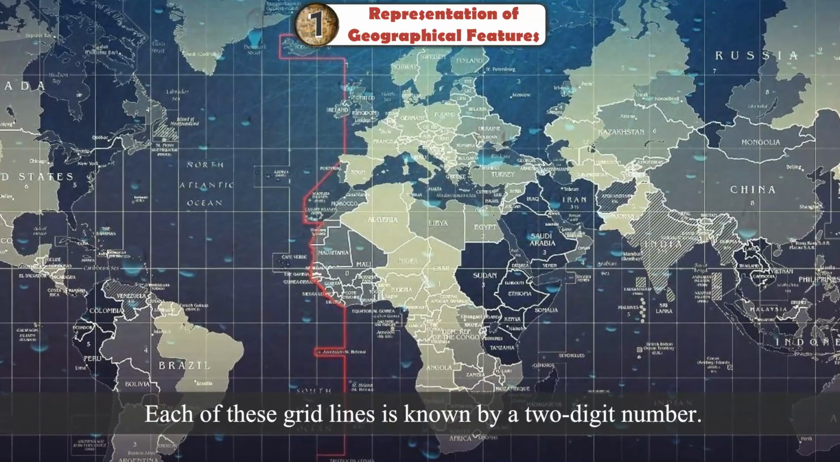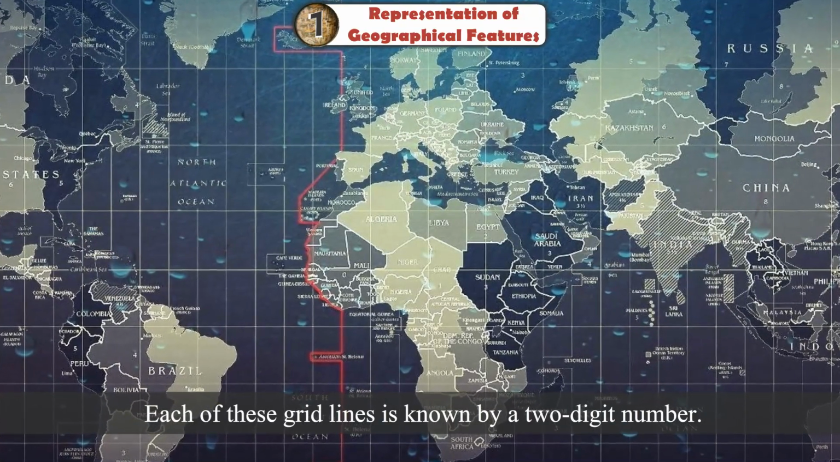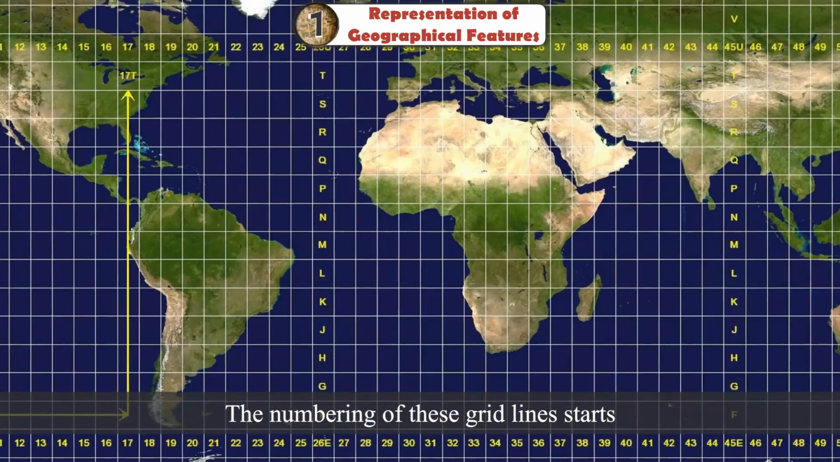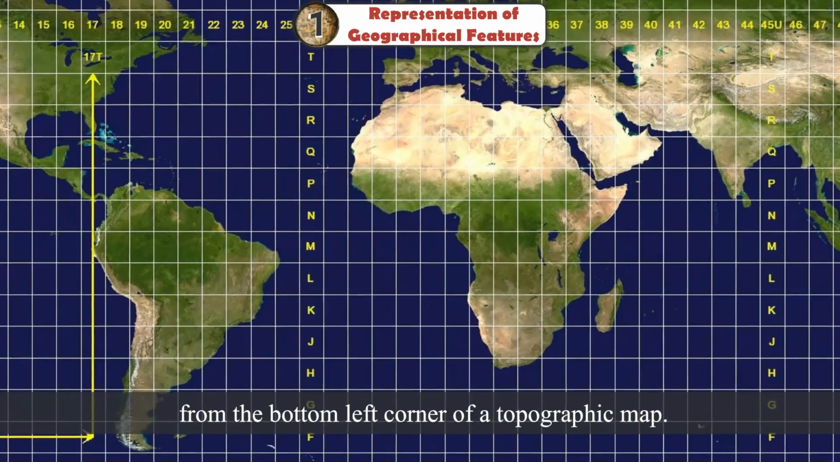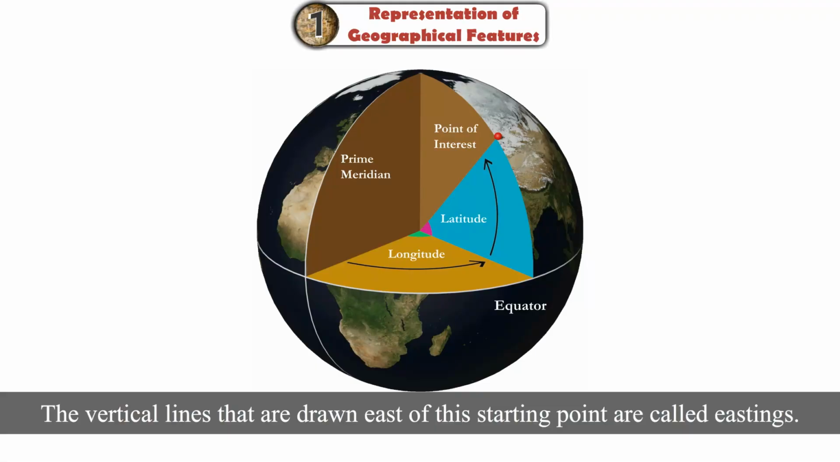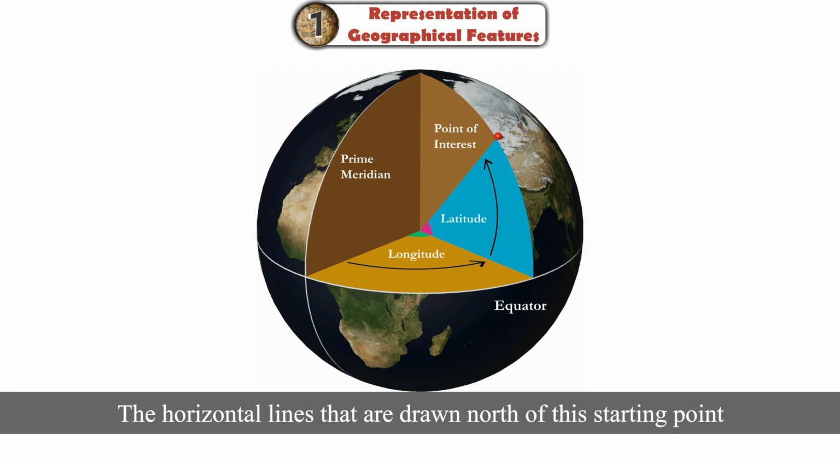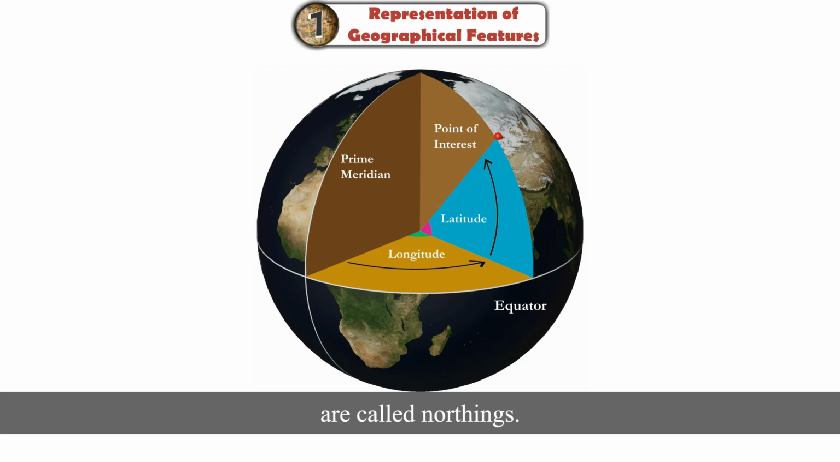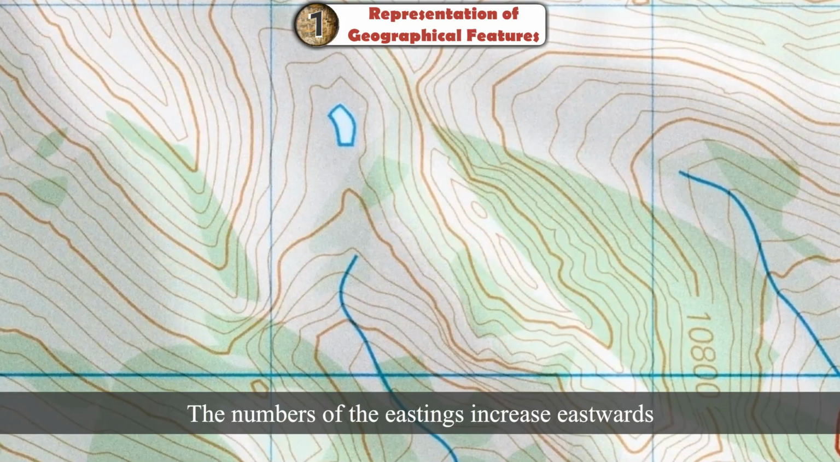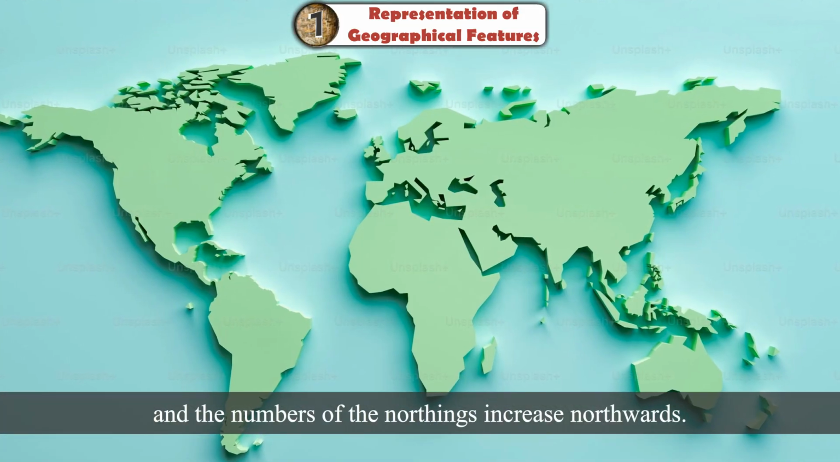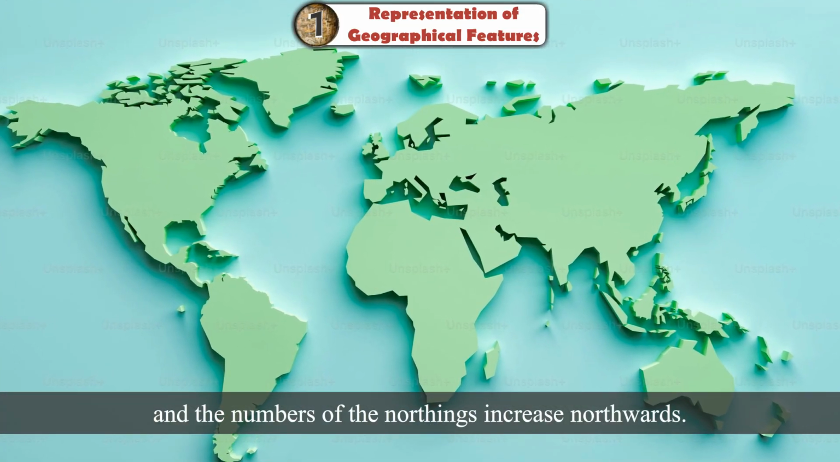Each of these grid lines is known by a 2-digit number. The numbering of these grid lines starts from the bottom left corner of a topographic map. The vertical lines that are drawn east of this starting point are called eastings. The horizontal lines that are drawn north of this starting point are called northings. The numbers of the eastings increase eastwards and the numbers of the northings increase northwards.